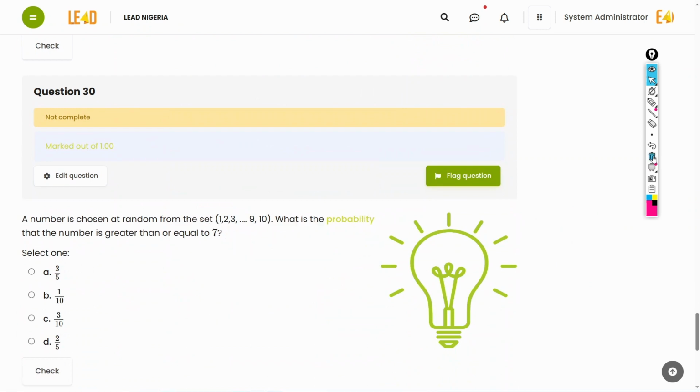All right, number 30 says, a number is chosen at random from the set. What's the probability that the number is greater than or equal to 7? We have the set of numbers from 1 to 10: 1, 2, 3, 4, 5, 6, 7, 8, 9, 10. So there are 10 of them, right? The total set is 10. What numbers qualify? 7, 8, 9, 10. So that's 4. So 4 in 10, which when you reduce it, you get 2 out of 5. The correct option is D.